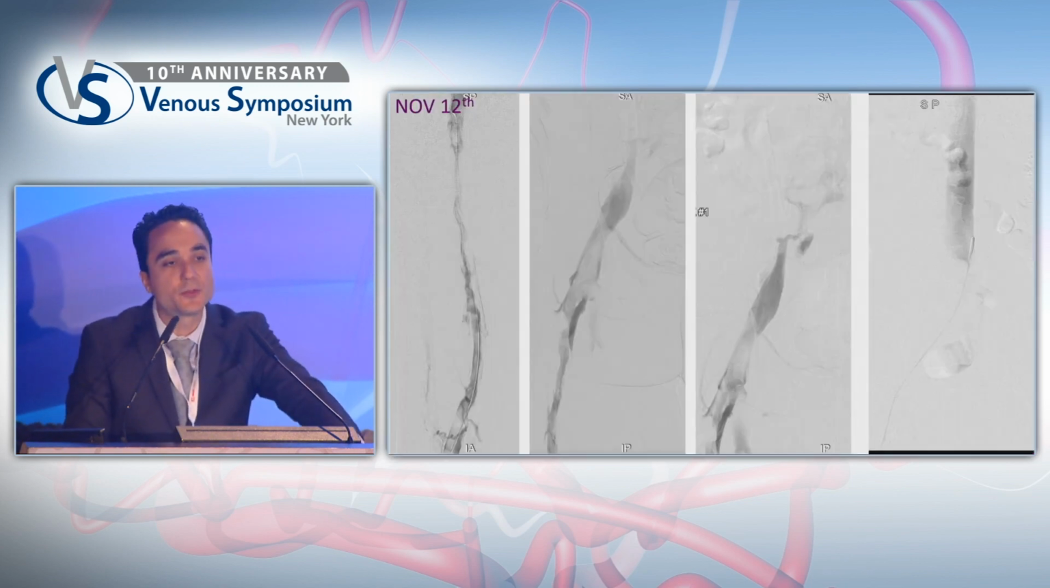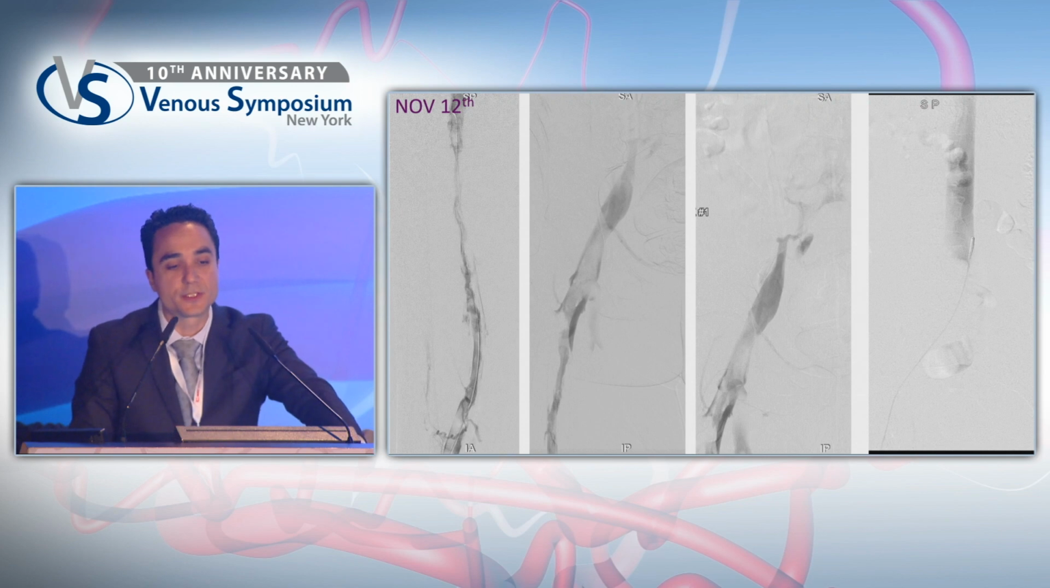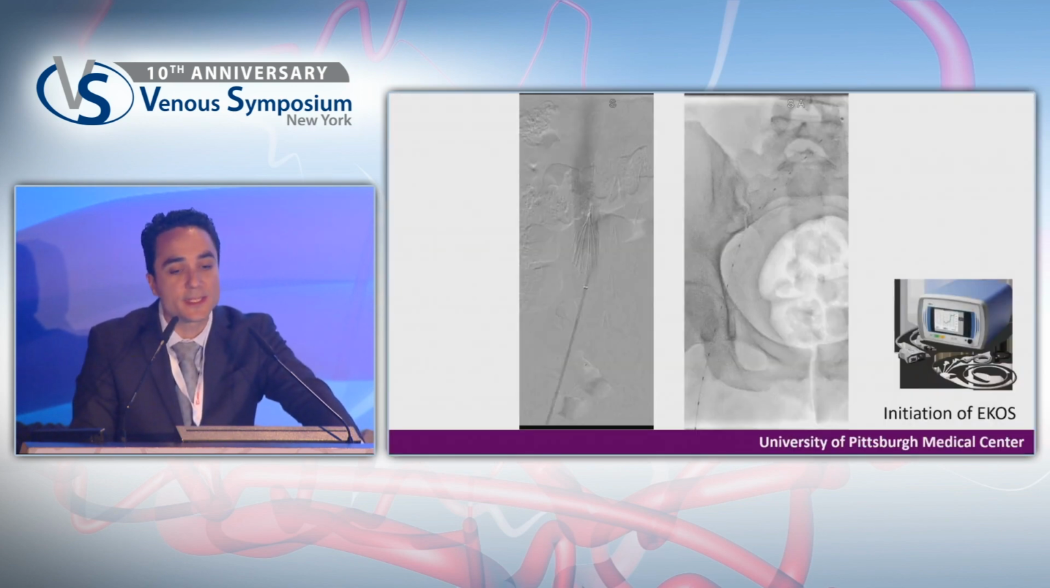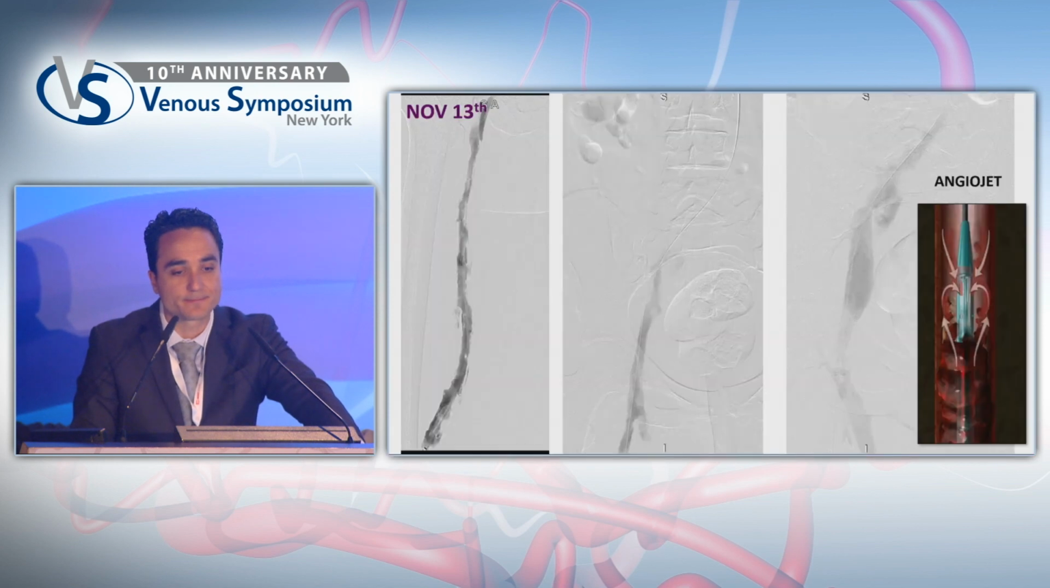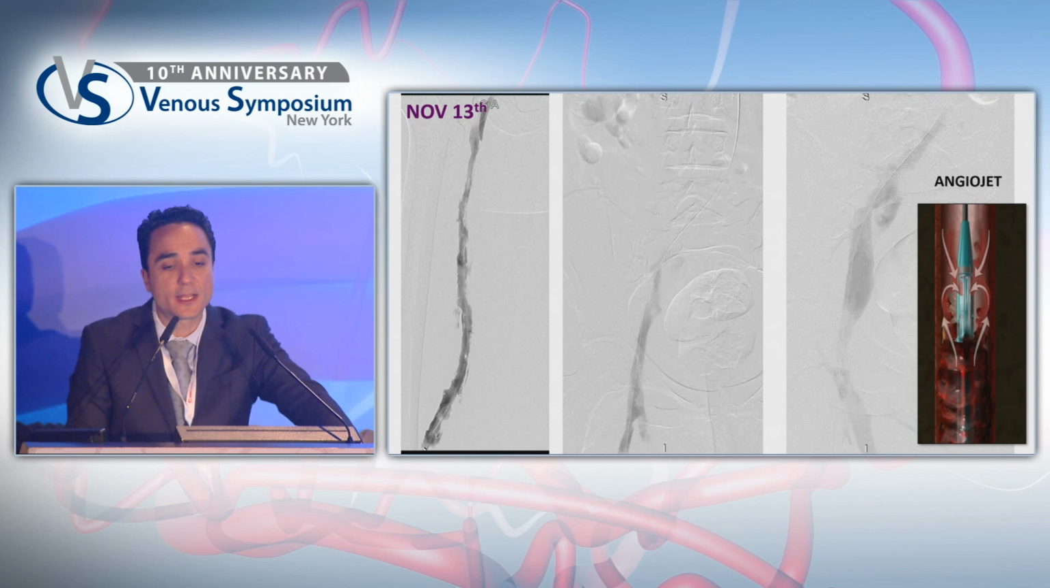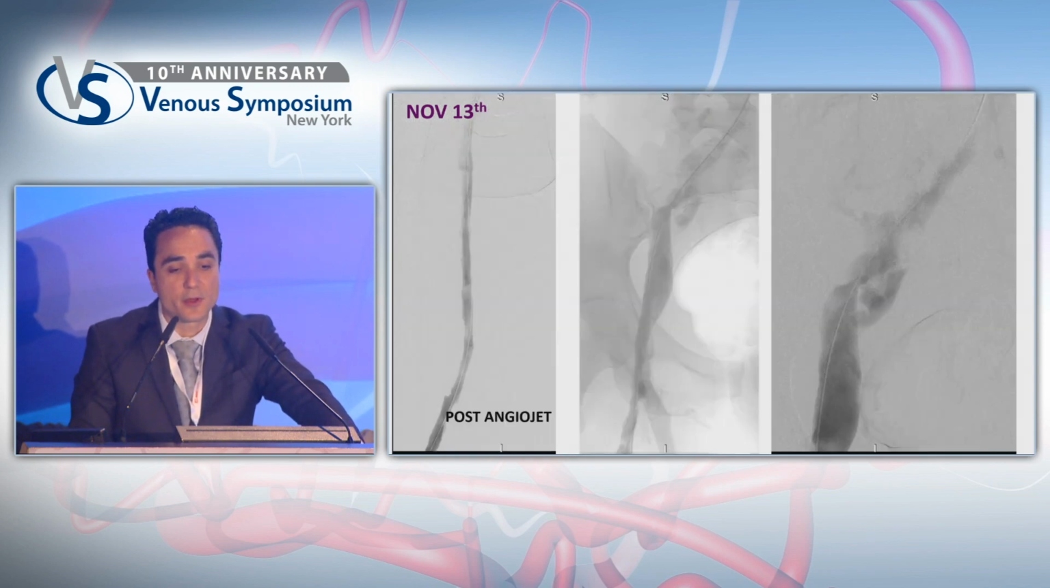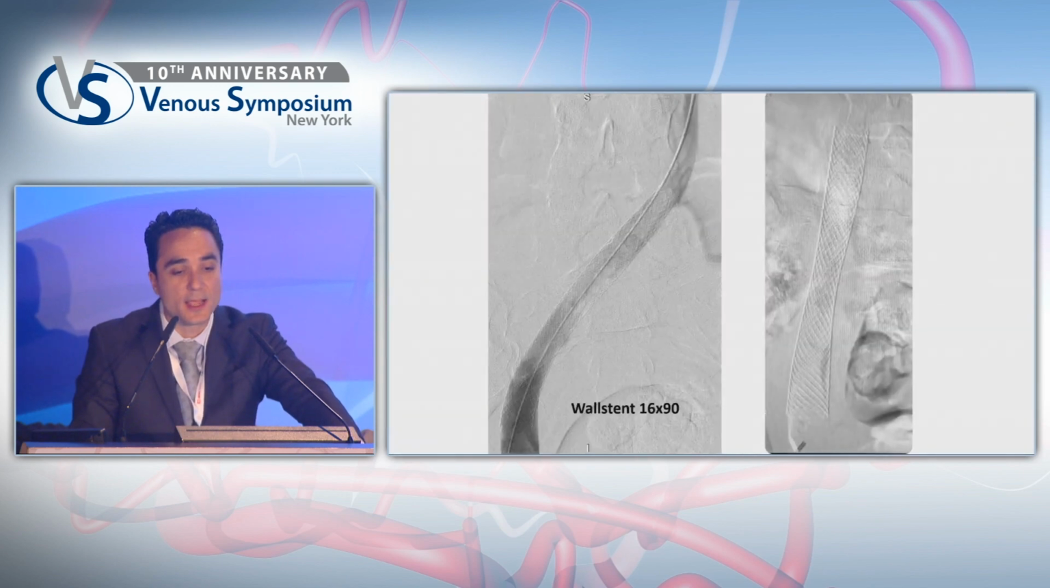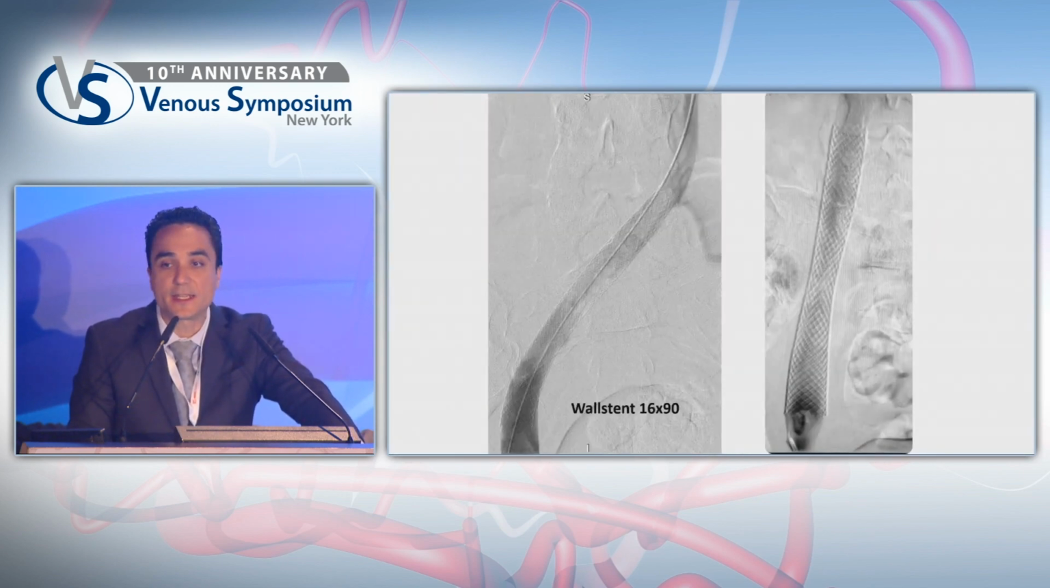So we decided to proceed with an intervention. Patient in prone position, popliteal access, you can see the thrombus. An IVC filter was placed, and ultrasound-assisted thrombolysis was initiated. Next day, things are a little better. We go on with pharmacomechanical thrombolysis. Thrombus clears. There is an underlying left iliac vein lesion. I place a stent, 16 by 90, Wallstent.